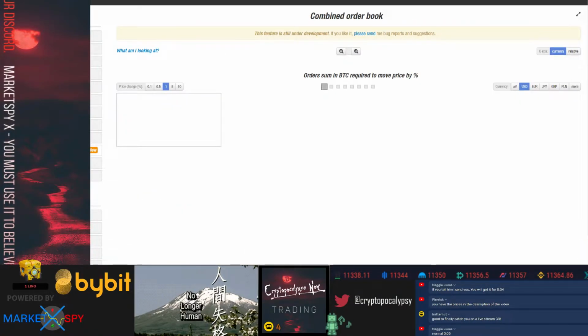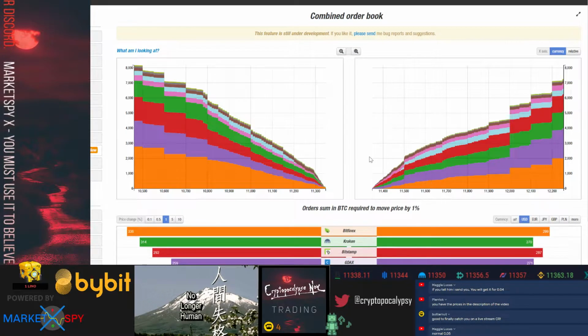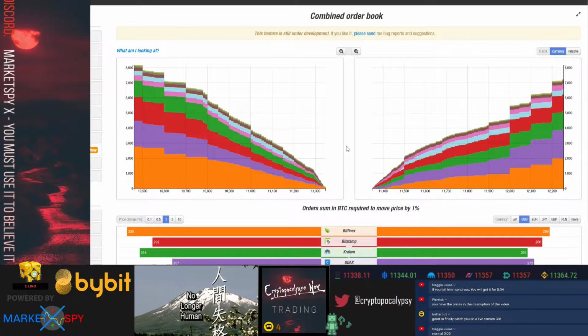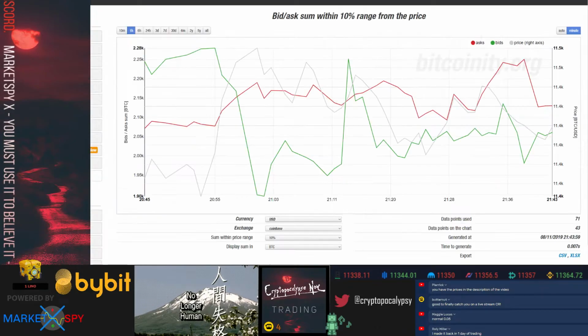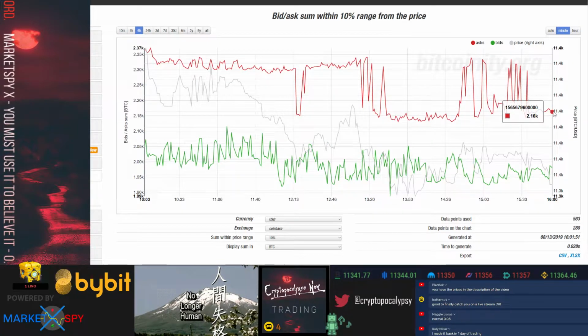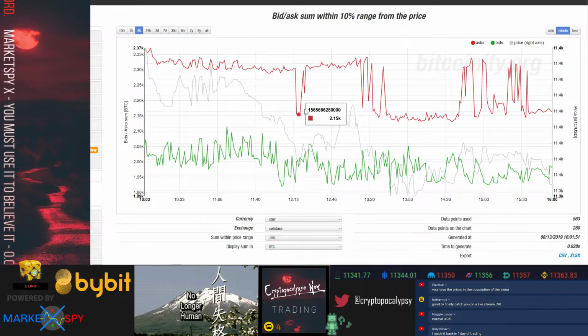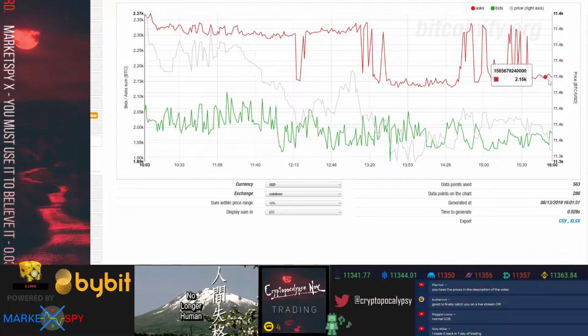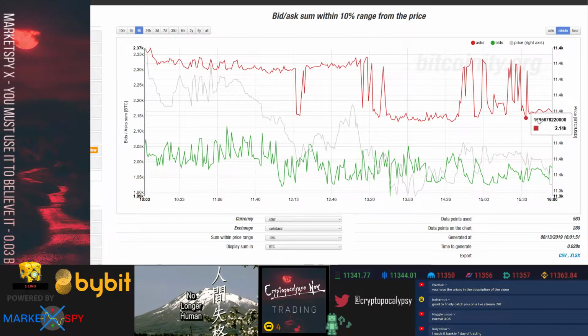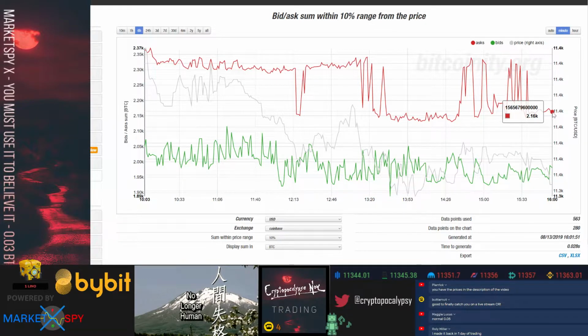Combined order book at bitcoinat.org, for example, is a very good indication to see what it takes to move the Bitcoin price by 1%. So you can analyze these as well. The bid and the ask: is it on the heavy side? If the ask is on the heavy side, it's not good. Look at that. There we go. And that's what the price is.